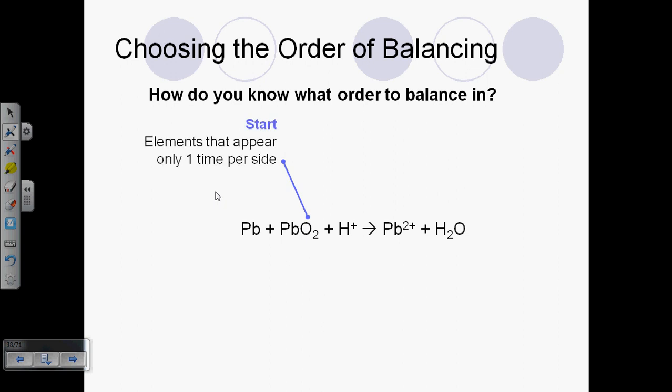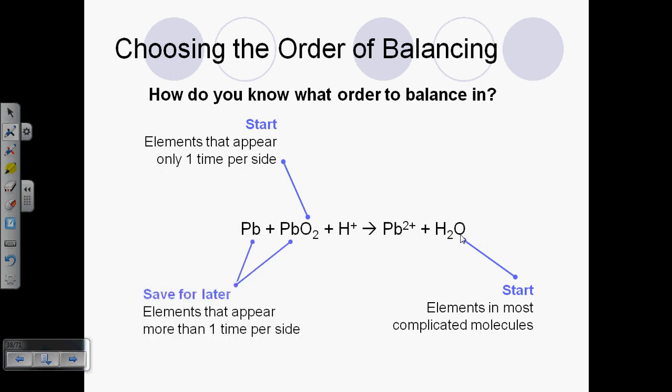Any elements that appear only one time on each side, so for example here you've got oxygen on one side and oxygen on the other side, if you start with those, typically they are the most complicated, so those are the ones you want to do first. The ones you want to save for later are the ones that appear more than one time. So here you can see there's some lead, and then there's some lead in the lead 4 oxide. So you want to save those.